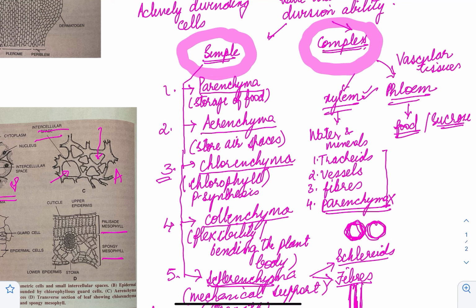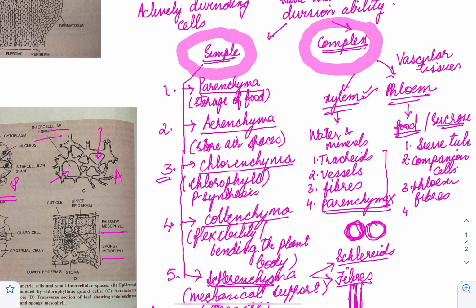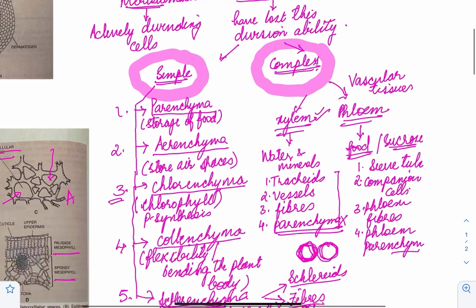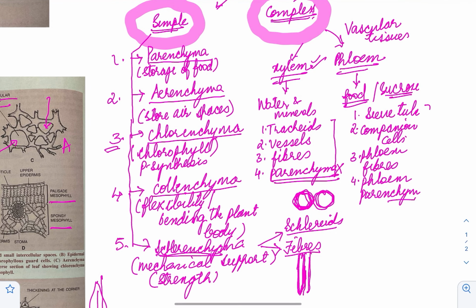If you talk about phloem tissue, now phloem tissue is again made up of different cells. So you have sieve tubes, then you have companion cells, then you have phloem fibers, and we have phloem parenchyma. Now you'll have to learn the names of these cells, there's no other way, right? So again, these are the cells that make up the phloem tissue, right?